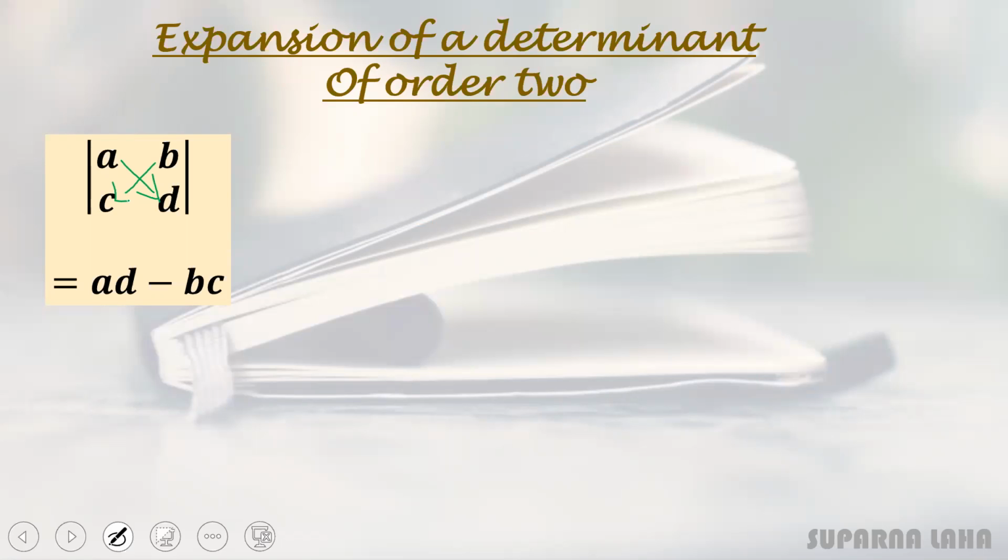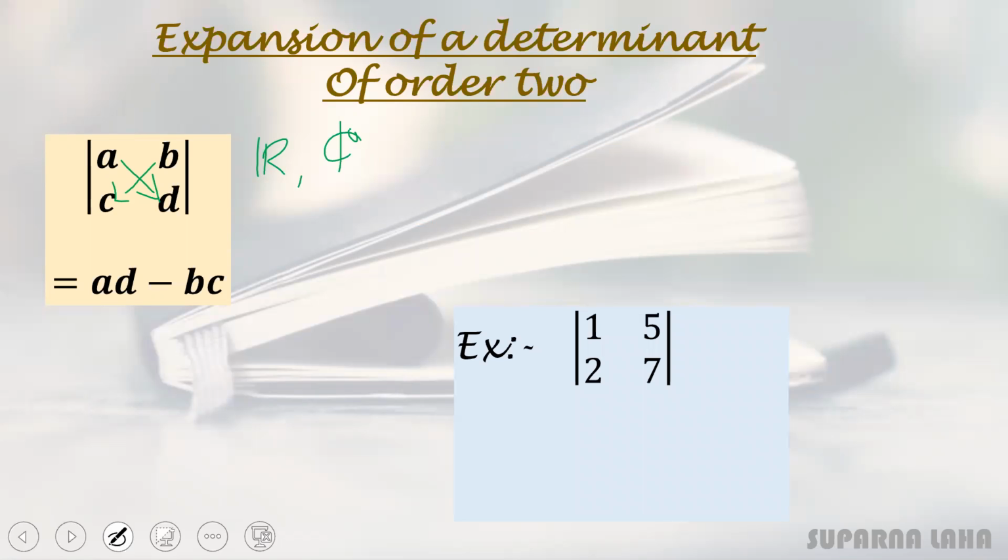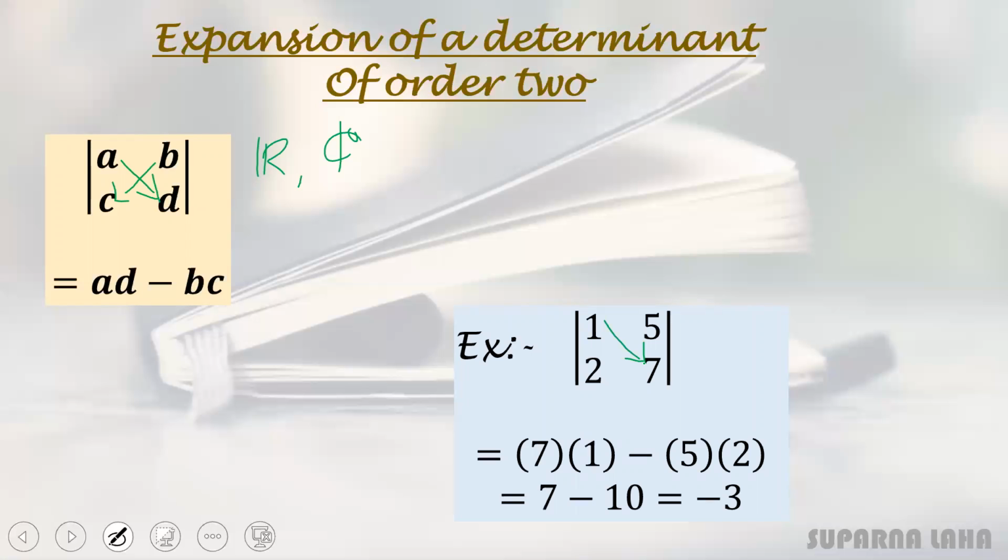These elements a, b, c, d may be real or complex, that is, a plus ib, 5 plus 3i, and so on. Let us take an example: 1, 5, 2, 7. Starting with the left upper, that is 1 into 7 minus 5 into 2. That is 7 minus 10, that is minus 3.